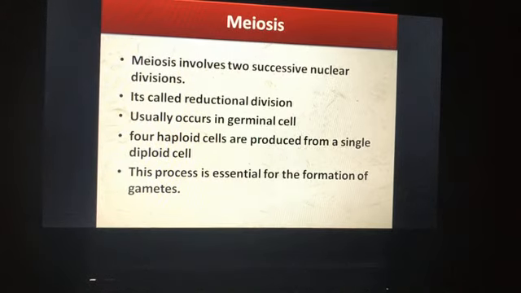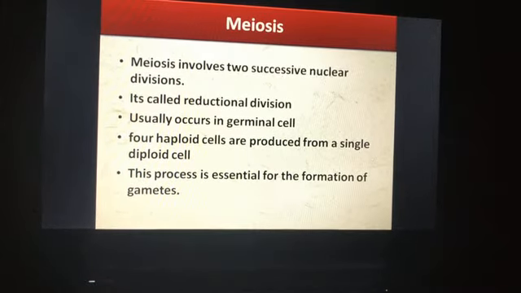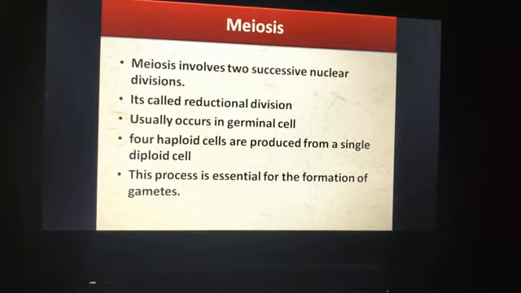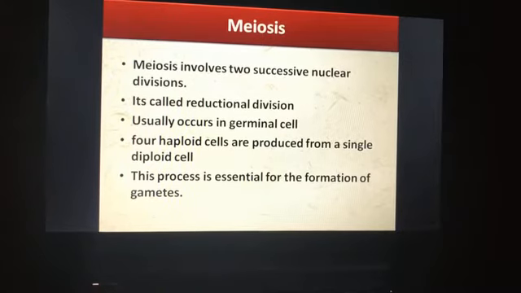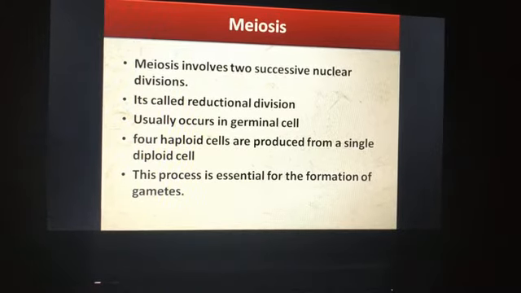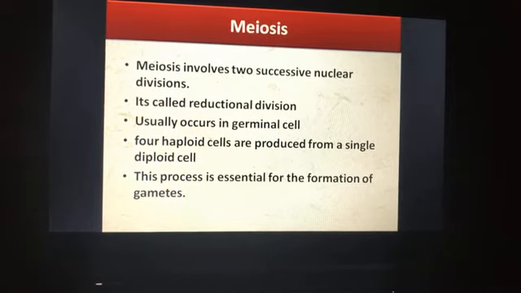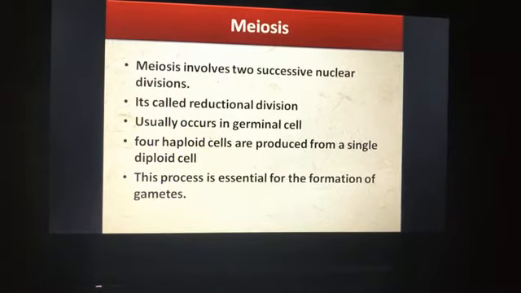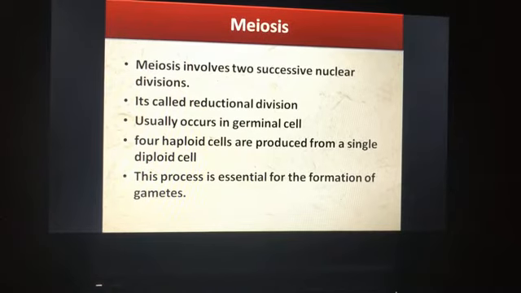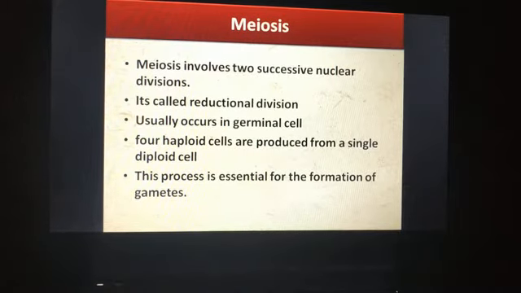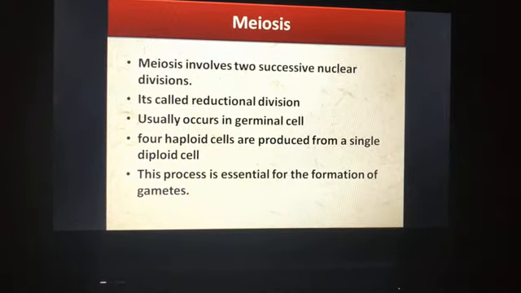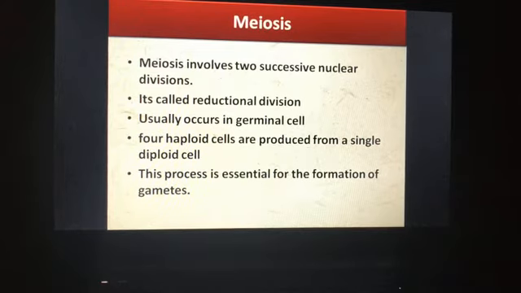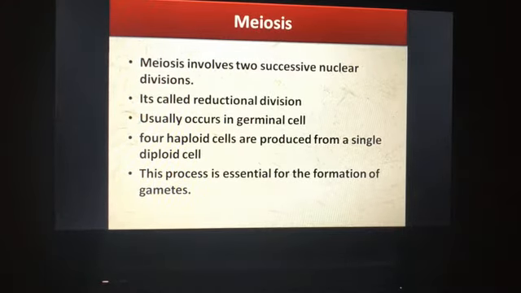Hello students. So now we will study about the second type of cell division, that is meiosis. Meiosis involves two successive nuclear divisions, so here nuclear division will occur two times. It is also called reductional division because the daughter cells that are formed have half the number of chromosomes that are present in the parent cell.